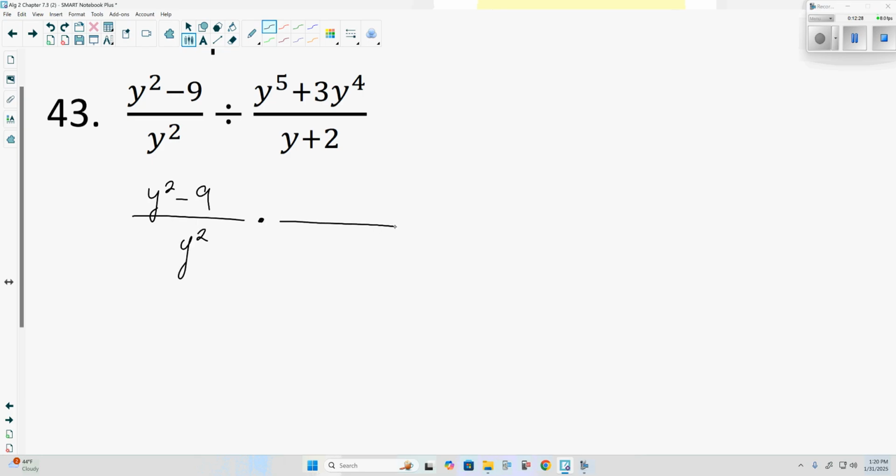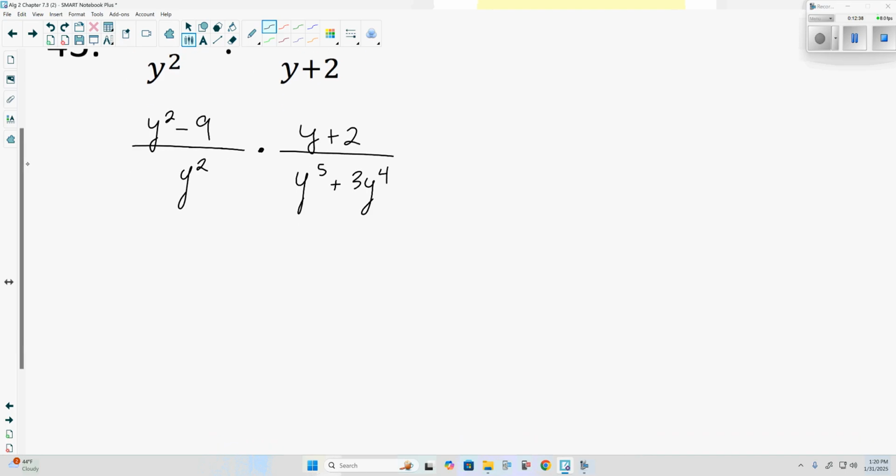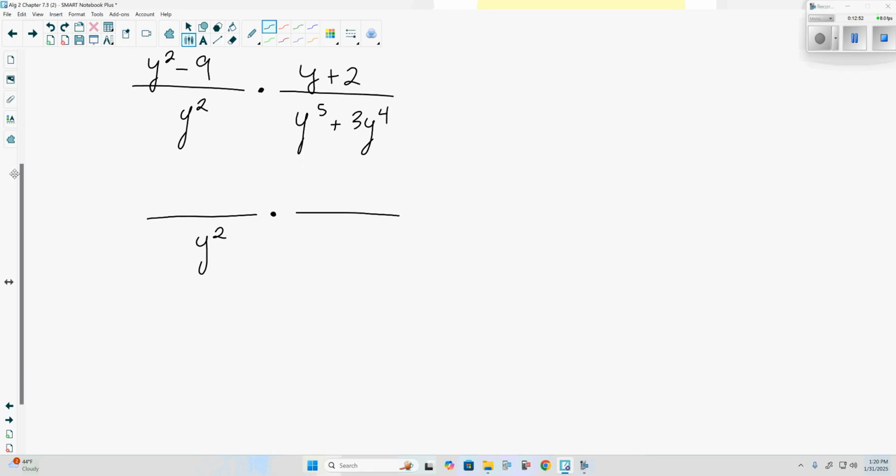Keep, change, flip. Well, y squared is as simplified as it gets. Y plus 2 is as simplified as it gets. There's no greatest common factor there, and the degree is 1.